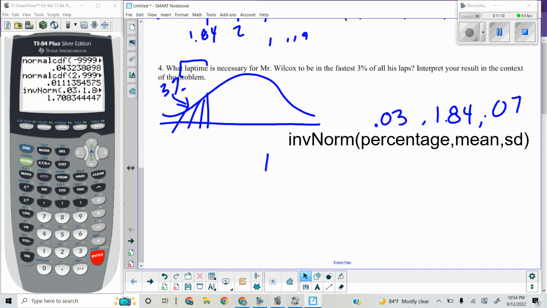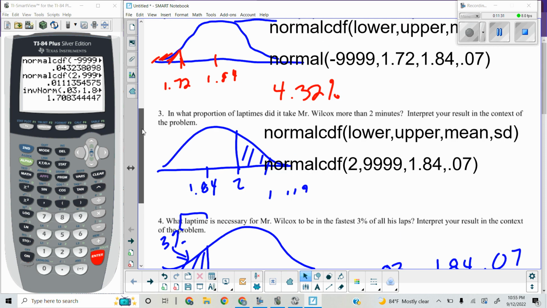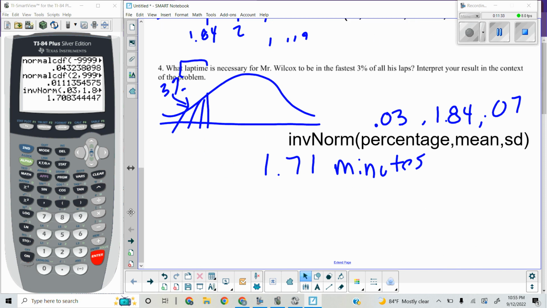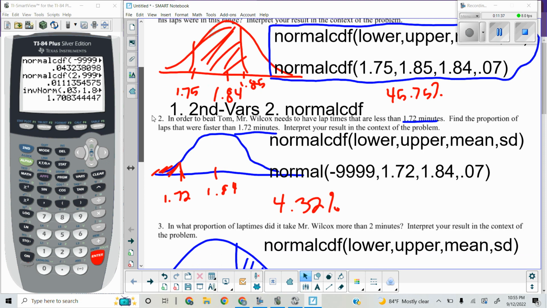and so this lap time he needs is 1.71 minutes. So in context, to be in the fastest 3% of all his laps, Mr. Wilcox needs a lap time of 1.71 minutes. So this is just another way for you to solve these problems. If you would rather continue using table A, you totally can, but this is a lot quicker of a calculation.